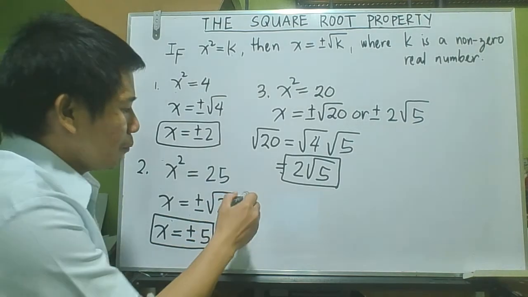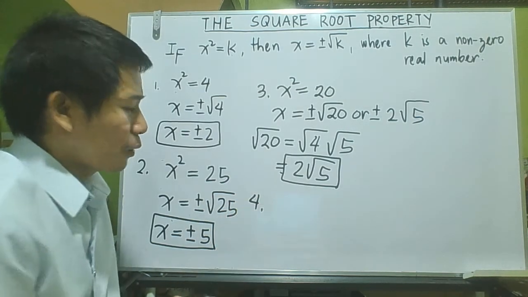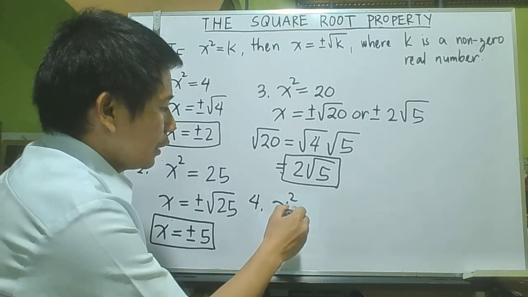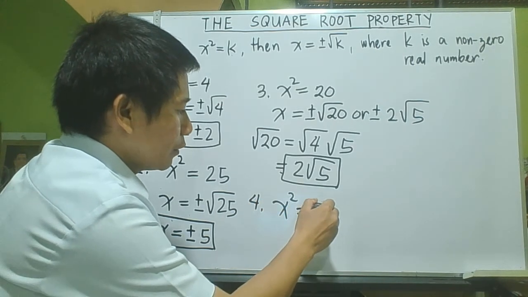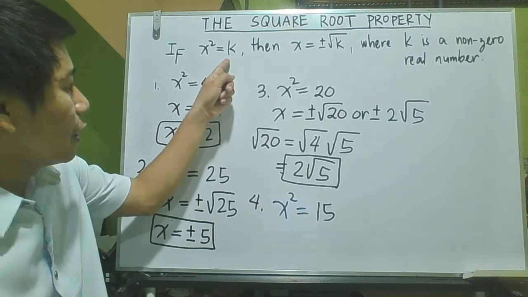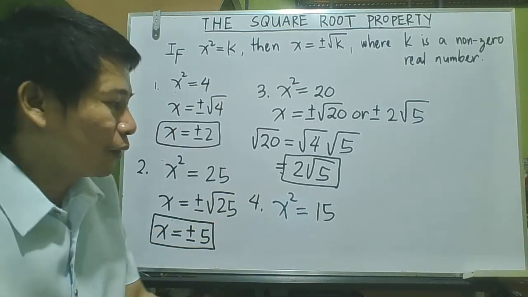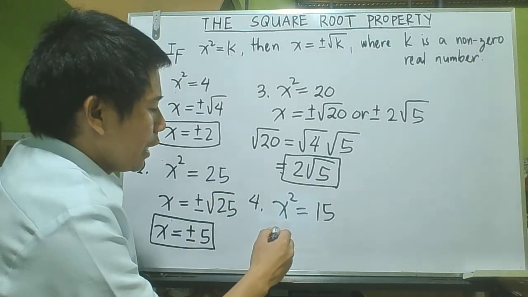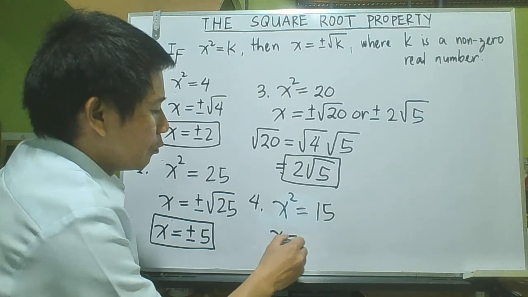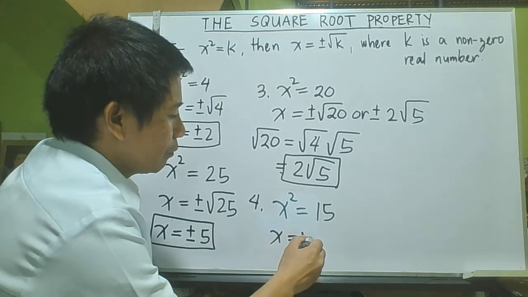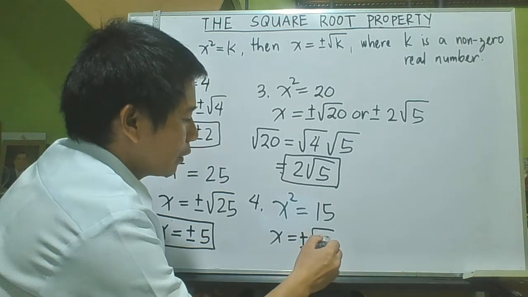Now, how about if we have this example? Suppose we have x squared is equal to 15. Now here, our value of k is 15. So if we apply the square root property, we will have x is equal to positive negative square root of 15.